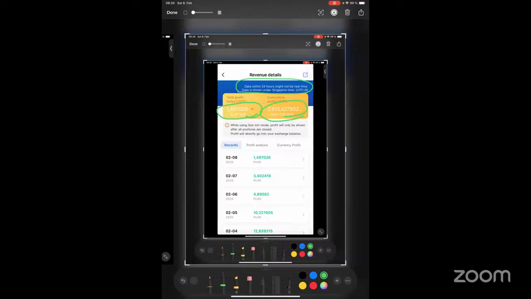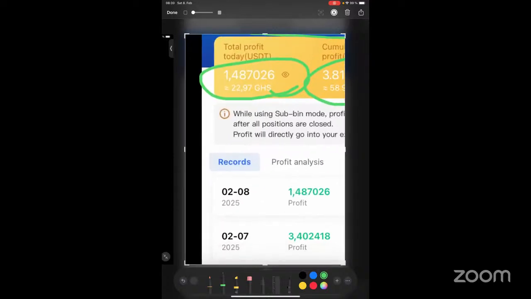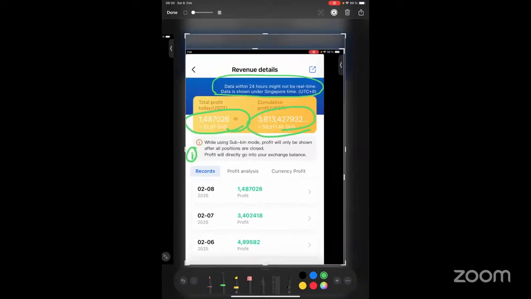All right. Now, there is an information here. Anytime you see an I being circled, it stands for information. So, Royalq is trying to inform us that while using sub-bean mode, profit will only be shown after all positions are closed. Profit will directly go into your exchange balance.